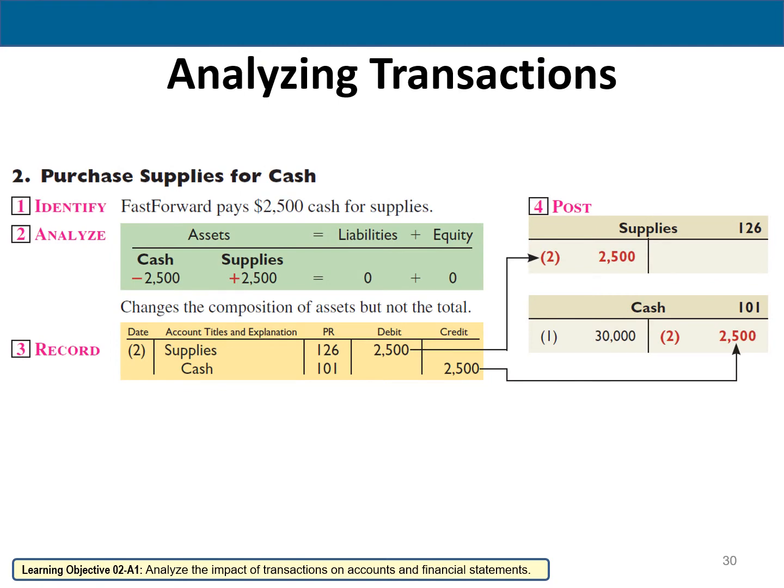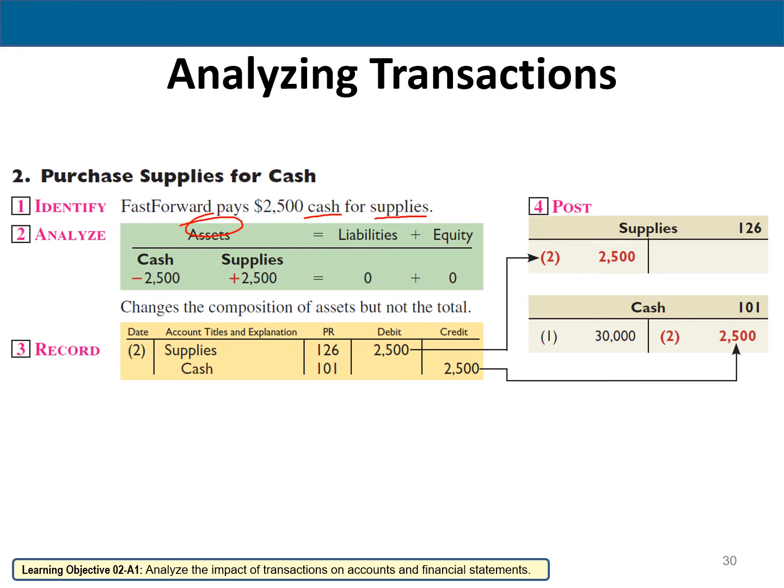So in transaction 2, Fast Forward is paying $2,500 cash for supplies. So we know 2 accounts must be affected. What 2 accounts are those? Cash and supplies, right? So cash is what type of an account? It's an asset account, right? And supplies are what type of an account? They're also an asset account. Cash is going up or down? We're paying cash for supplies, so cash is going to go down and supplies are going to go up, right?